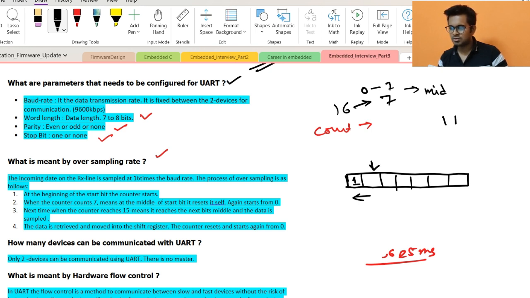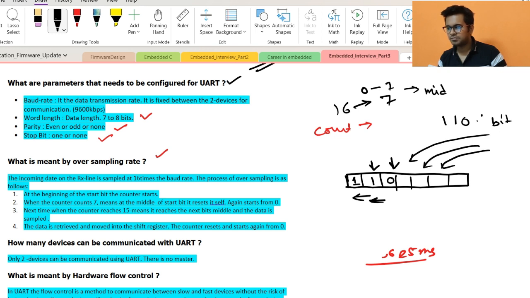Now the next data is also 1. So you put 1 here and you shift it. Now the pointer comes here. Now the next data is 0. So it will move 0. So it will receive the data bit by bit, and simultaneously it will start filling this register bit by bit by shifting it either to the left direction or to the right direction.